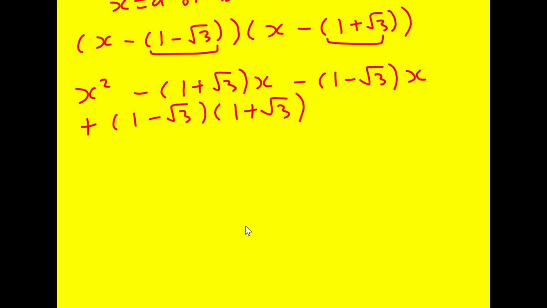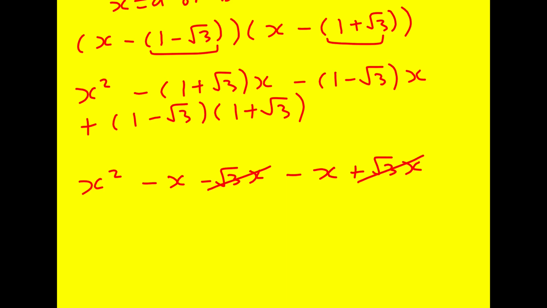In theory, it could be a third answer, but we're actually going to get integers here. So I'm going to get x squared minus x minus root 3x when I expand this bracket, because I've got a minus here. So I've done 1 times x and root 3 times x, and I've included the negative. And then I'm going to get minus x. But here I've got minus times minus, so I'm going to get plus root 3x. And that is great news because these just cancel out, and suddenly it's looking a lot easier.